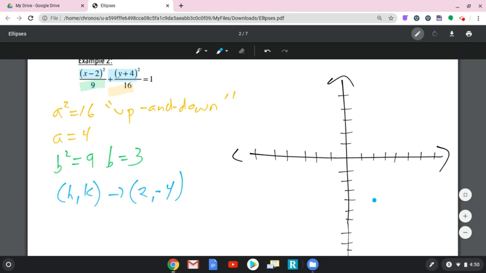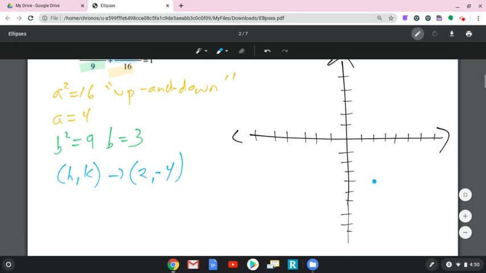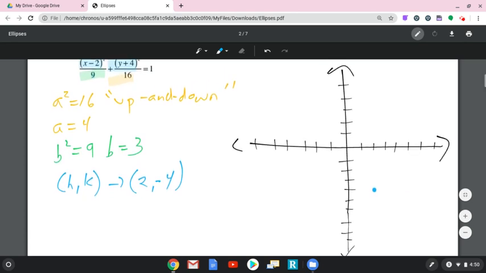All right, there we go. So I just extended it down a little. So let's take a look. Now, because it's up and down, that means I'm going to count my A values vertically. I'm going to go up 4 and down 4. The direction helps us identify where we put our A.